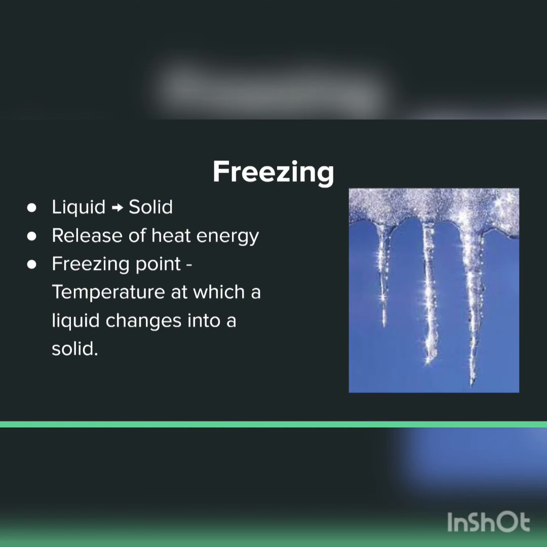Freezing. Freezing is the process that causes a substance to change from a liquid to a solid. This occurs due to the release of heat energy by a liquid, resulting in the formation of a solid. The freezing point of a liquid is the constant temperature at which a liquid changes into a solid. Example, freezing of water to ice.